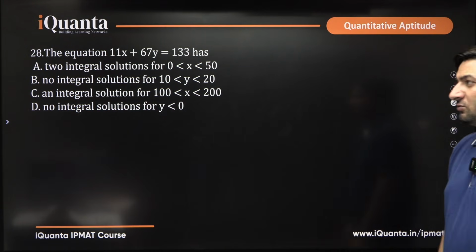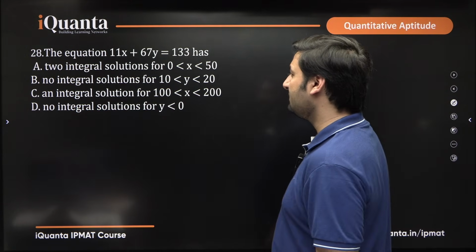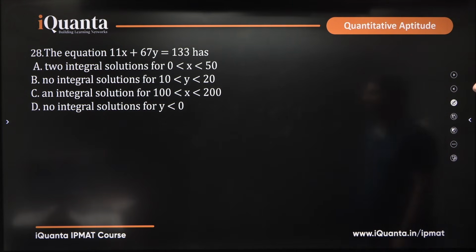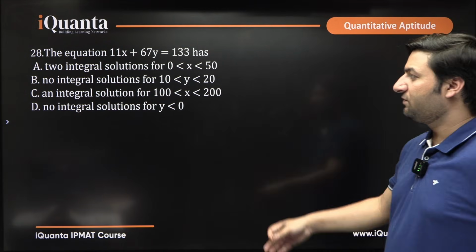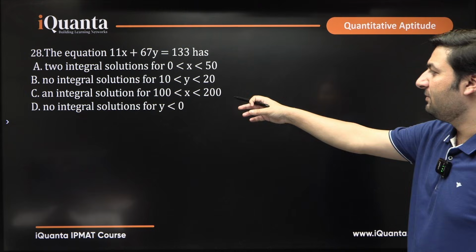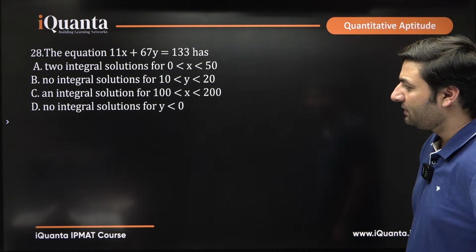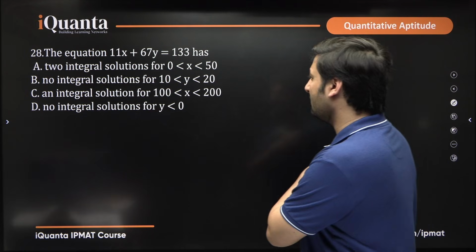Now let us try to do the 28th question. The equation 11x plus 67y equal to 133 has: option A, 2 integral solutions for x between 0 and 50; no integral solutions for y between 10 and 20; an integral solution for x between 100 and 200; no integral solution for y less than 0. Let me tell you one thing, okay.